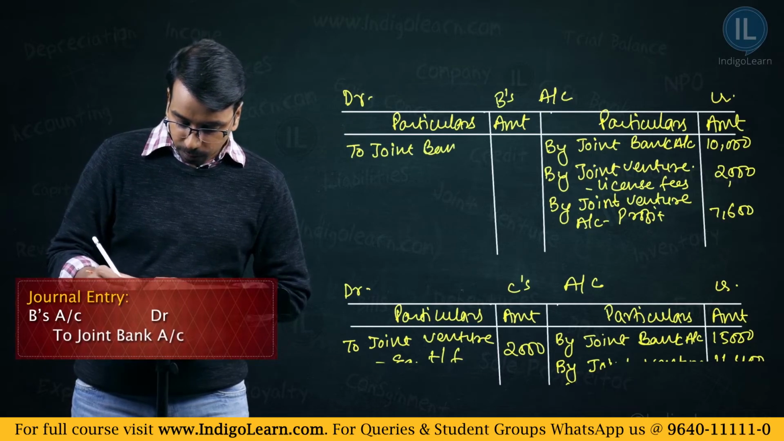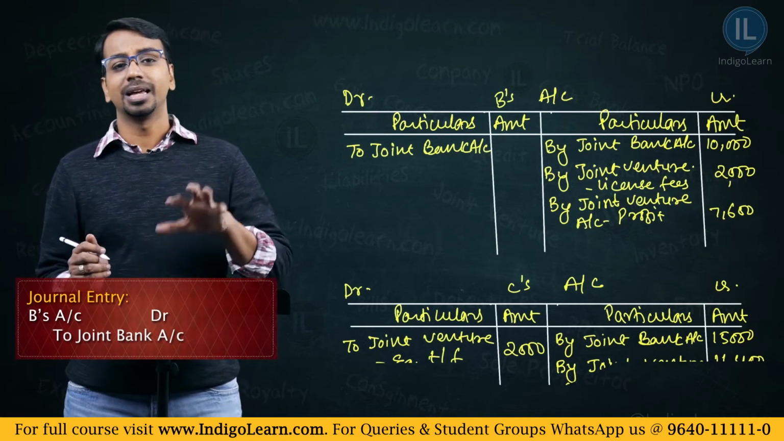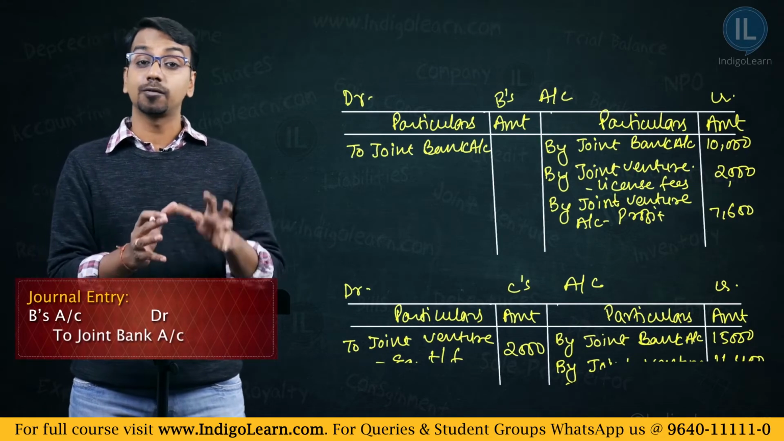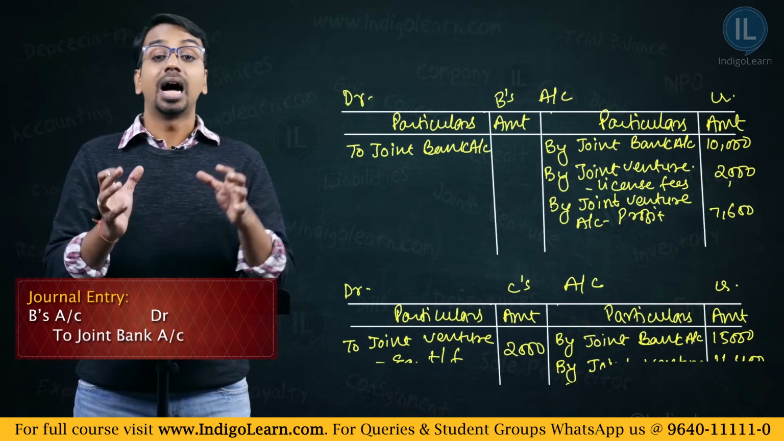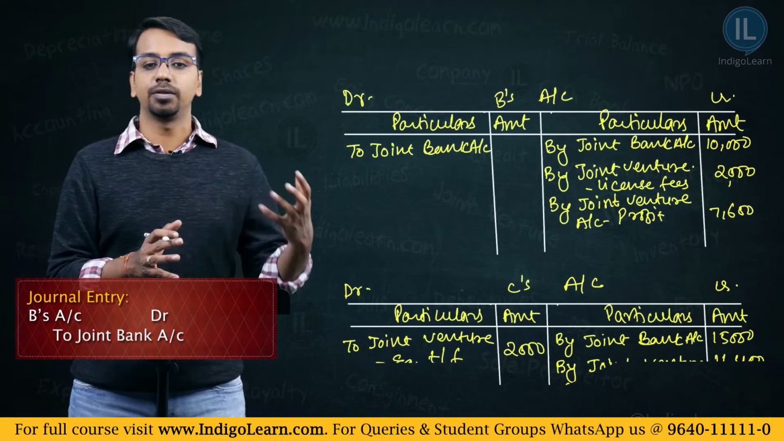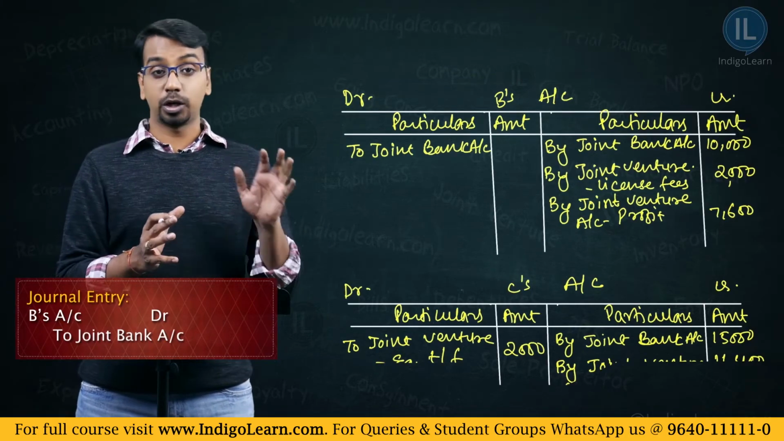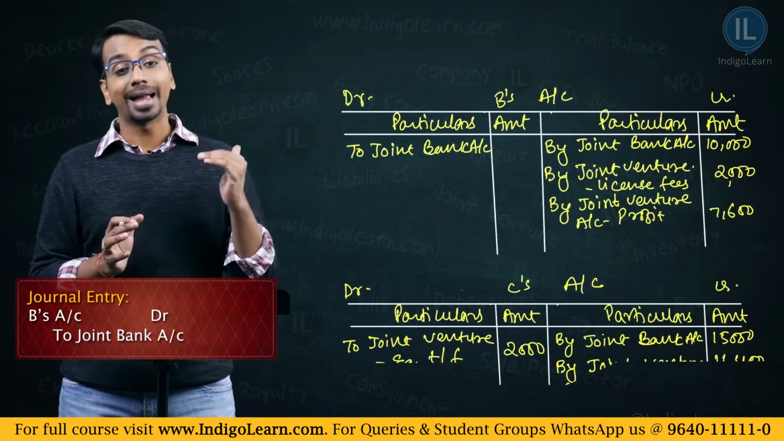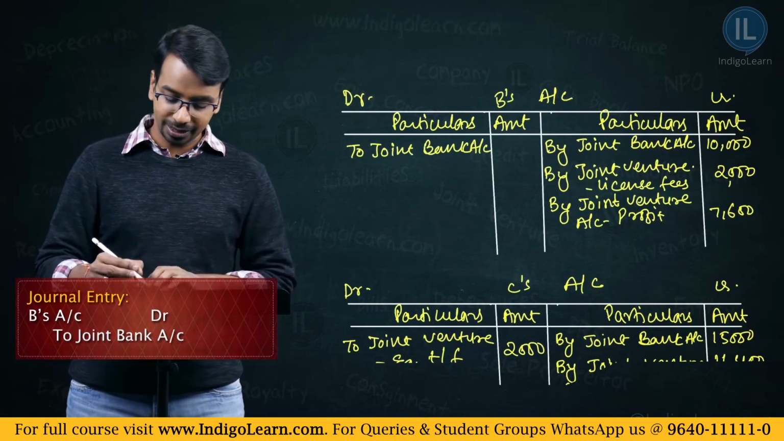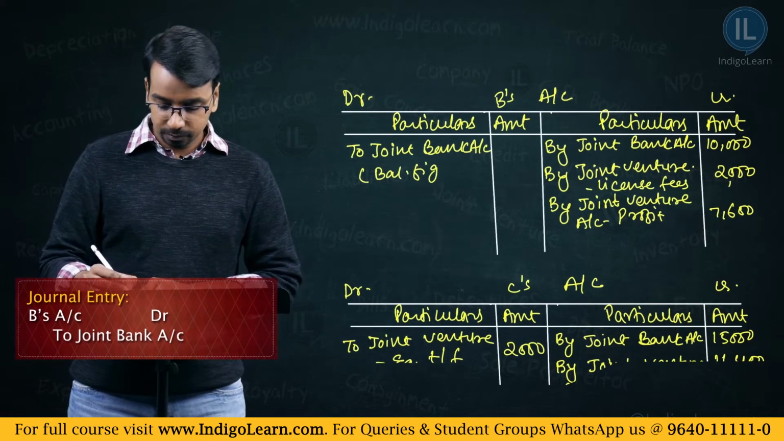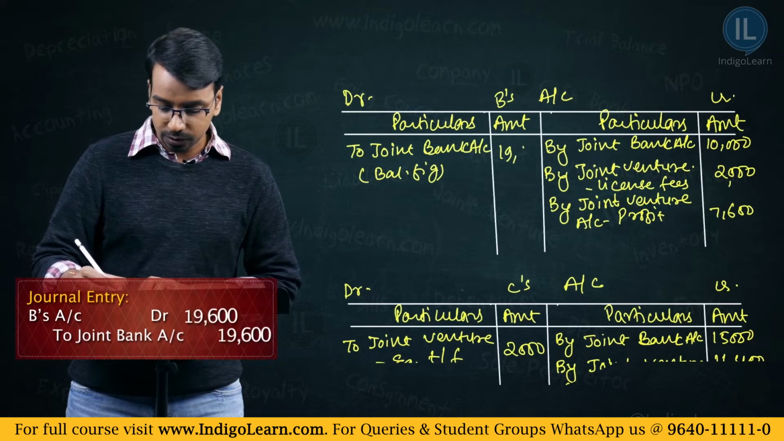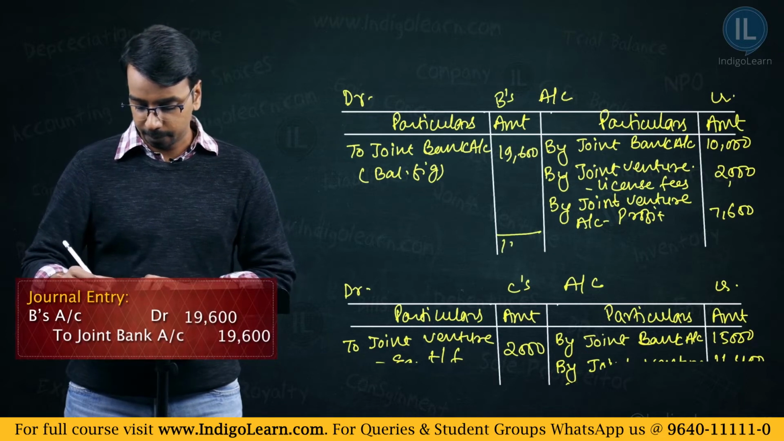joint bank account. Friends, as we have discussed, joint venture is for a specific purpose. After the completion of the purpose, after the achieving of the objective, the joint venture will be closed, and because it is being closed, the accounts will also be settled, right? So this is nothing but the balancing figure of 19,600.